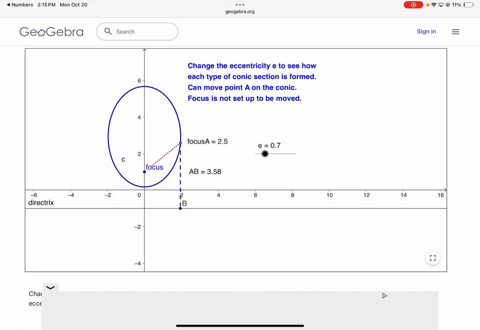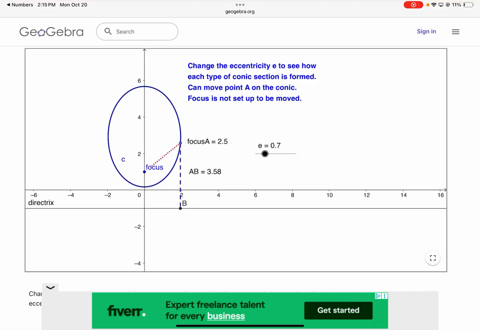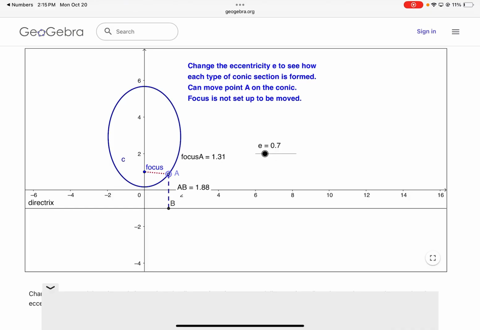The ratio of those two distances would be 2.5 to 3.58. That'll simplify to 0.7, which is smaller than 1. Now notice it doesn't matter which point I pick on the ellipse, that eccentricity remains the same, 0.7.